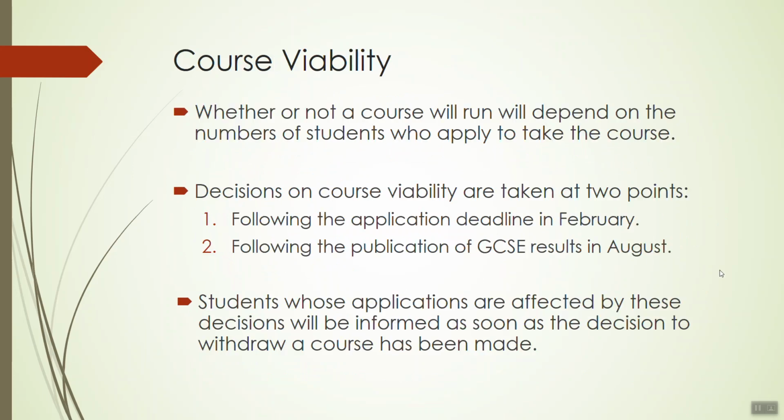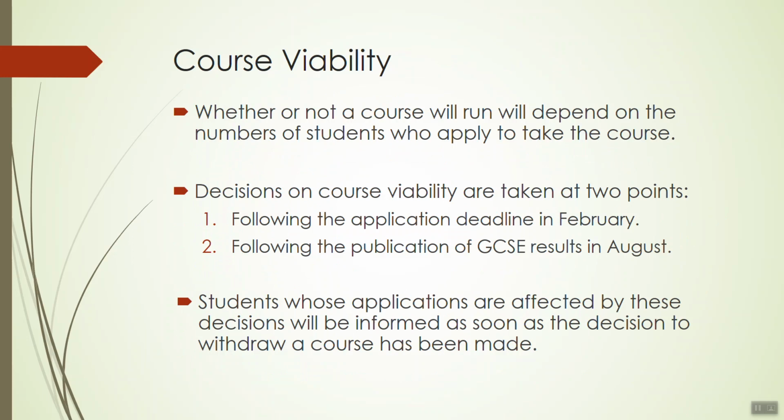Now, the courses that are on offer at this stage don't always end up running when we come to September, and that's because the cost of running advanced courses is very high, and in order to make them financially viable for the school, there has to be enough pupils following the course in order to make sure that it's cost effective. There are 2 points when we make the decision on that. The first one is following the application deadline, which is at the end of February.